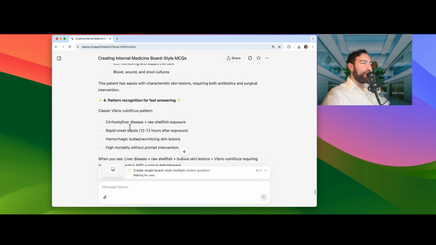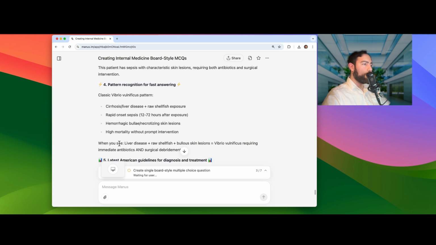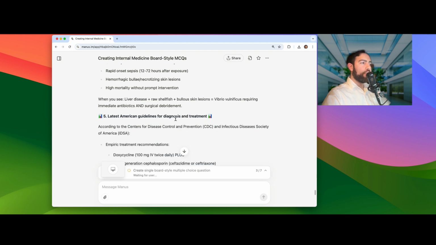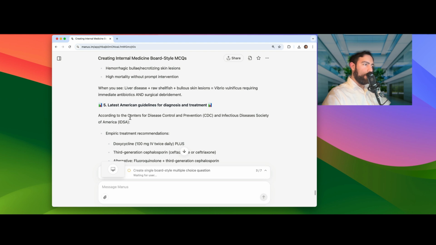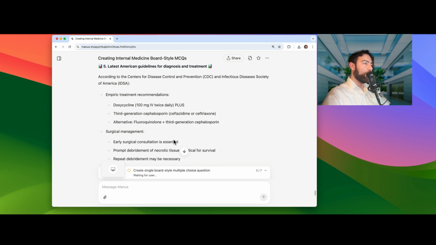And then the pattern, again, kind of repeating what we were talking about: very rapid onset, right? 12 to 72 hours. And just think about this immediately. Latest American guidelines for diagnosis, CDC and IDSA, talk about doxycycline IV twice daily plus a third generation cephalosporin, which would be ceftazidime or ceftriaxone, as we call it more commonly Rocephin. An alternative could be a fluoroquinolone plus a third generation cephalosporin.